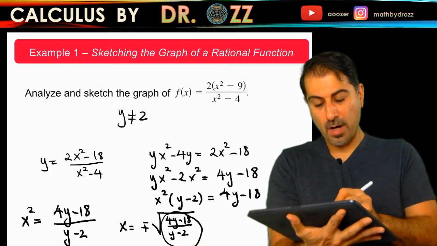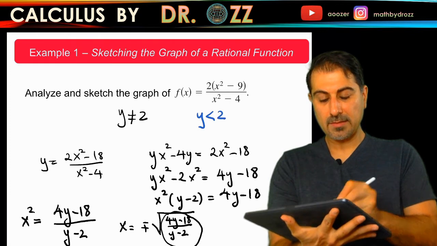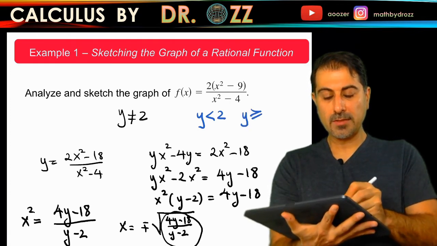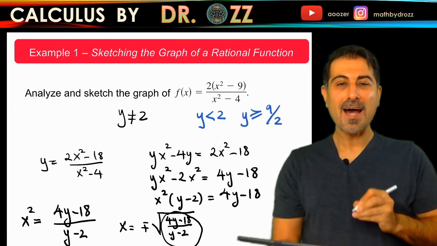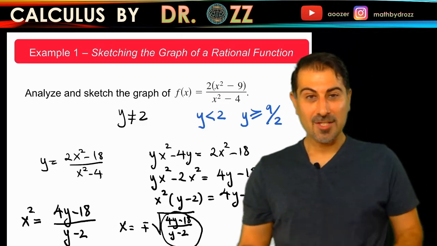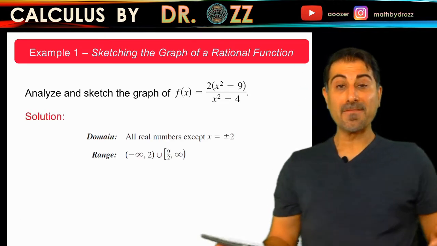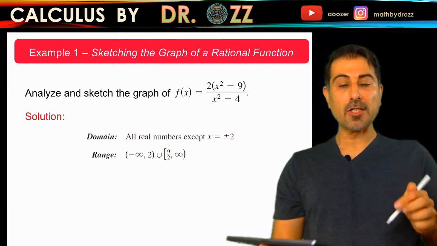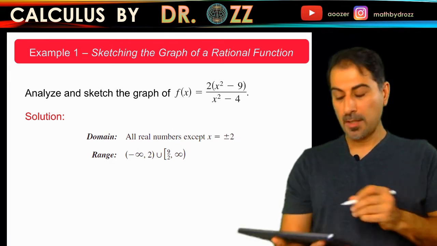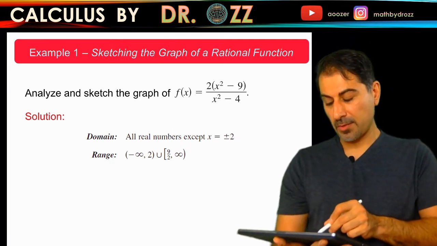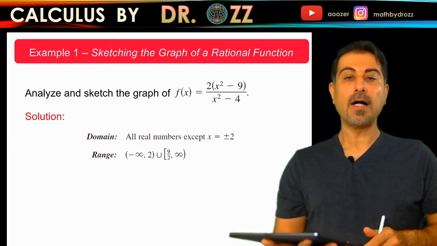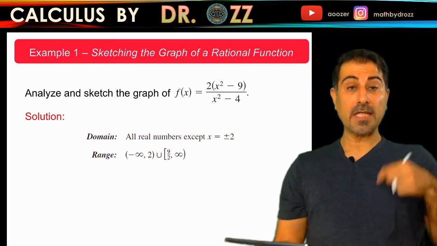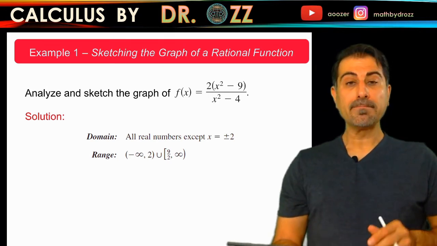We have y to be less than 2 or greater than or equal to 9/2. Please check this by yourself. And therefore, the range is going to be the interval negative infinity to 2, both open. And the other one is 9/2 to infinity, and 9/2 is included in the domain.